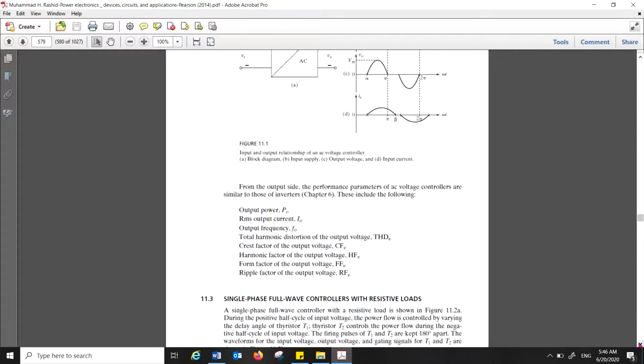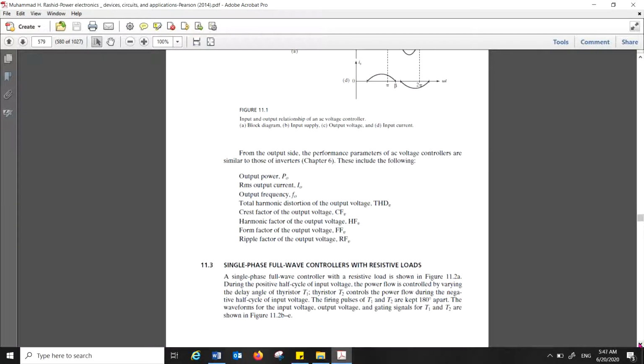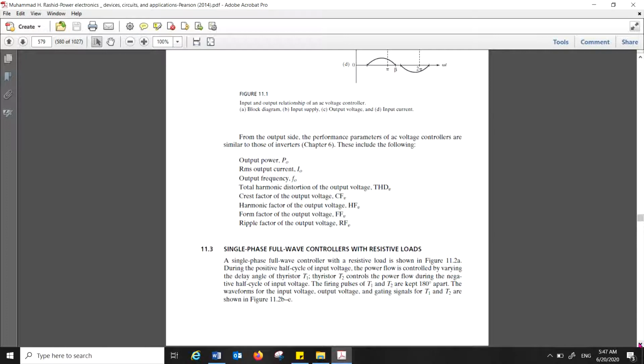Okay, let's come back to the original topic. There are some performance parameters which are discussed similar to the inverters and the rectifiers: output power, RMS output current, output frequency, total harmonic distortion of the output, and thyristor factor. We already discussed these in the rectifier in great detail. Harmonic factor, form factor, and ripple factor actually determine the efficiency, or how useful this converter is.